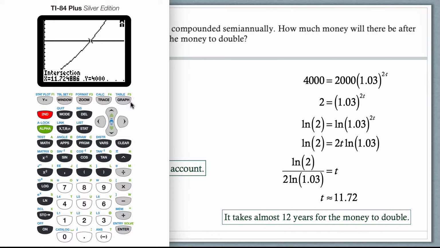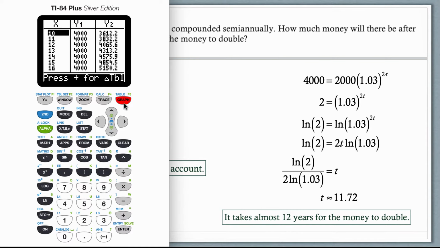You could also look at it using the table. If I go to second and then the graph key, I could see that between 11 and 12 years is where I go over the $4,000 mark.